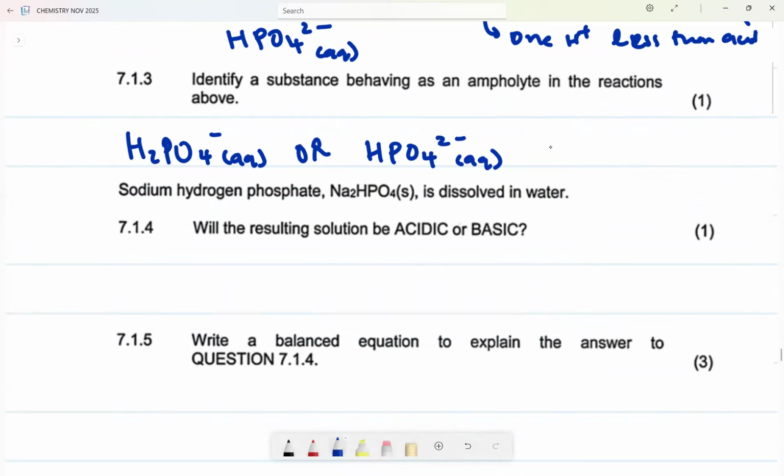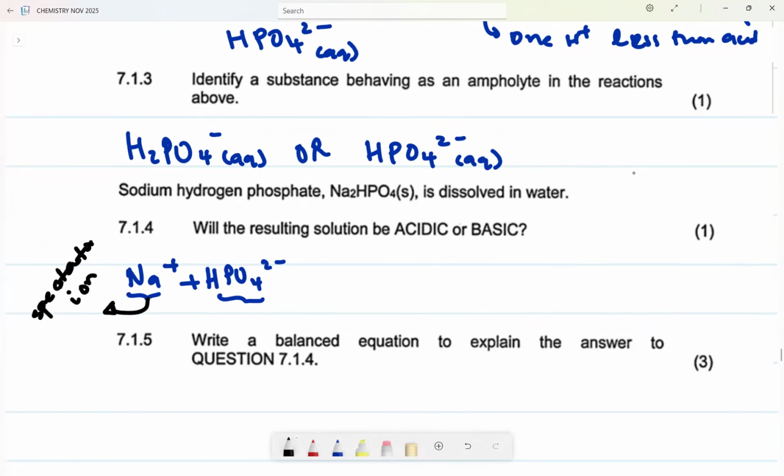Okay. Sodium hydrogen sulfate is dissolved in water. When we dissolve that in water, it's going to form Na+ as well as HPO4 2- when it dissolves in water. And then Na+ is just a spectator ion. Therefore, this will be our answer. And then the question is, is our solution going to be basic or acidic? Well, it's going to be basic because it's going to form OH-.